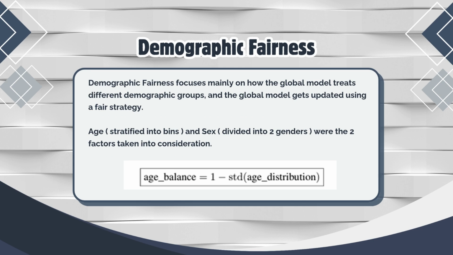Now, coming to demographic fairness, this mainly shows how different groups are treated by the model. So different demographic groups as in age, gender, color, and stuff like that. And we have segregated it into two factors, age and gender. So for demographic fairness, we considered age and gender as the two factors, and this is one part of the three-fairness-metric weighted strategy.